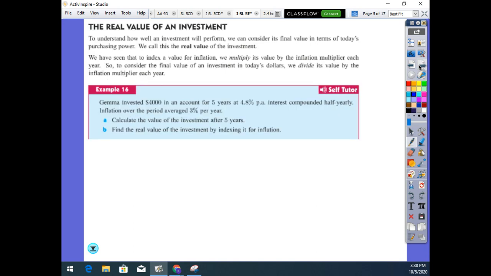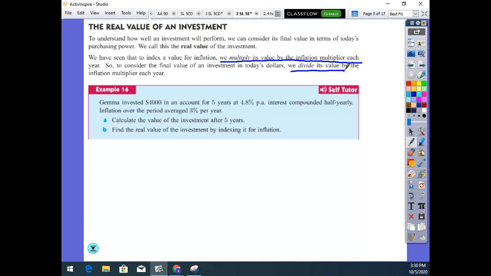Okay, real value now is kind of going backwards. So the real value is just the final value in terms of today's money. Okay, so we multiply by the inflation value. So if we go back to figure out today's value, we're going to divide. So let's look at how this makes sense.